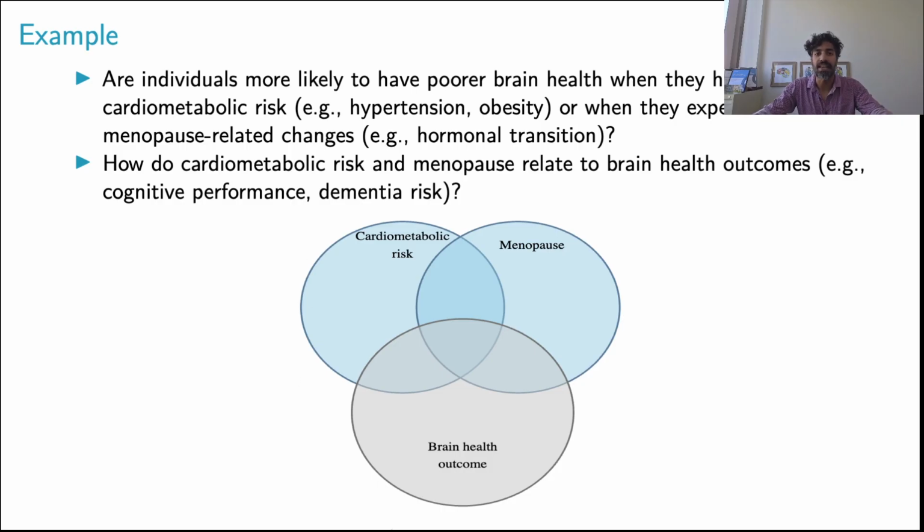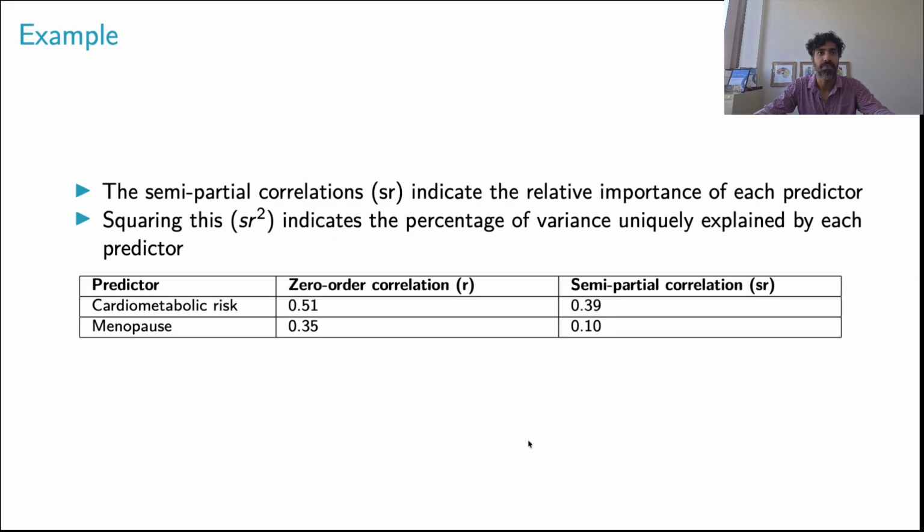You can take any sort of measure there, but conceptually, I want you to see that there are these two measures and we're looking at their relationship with some brain health outcome here. So this is all fictitious data. I just put it together to give you an example of what this concept is really demonstrating.